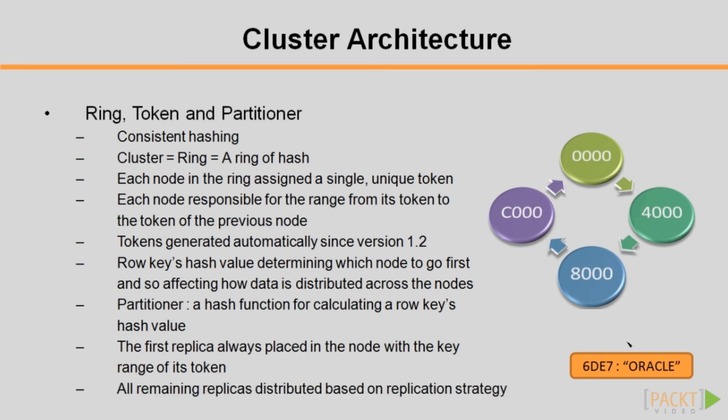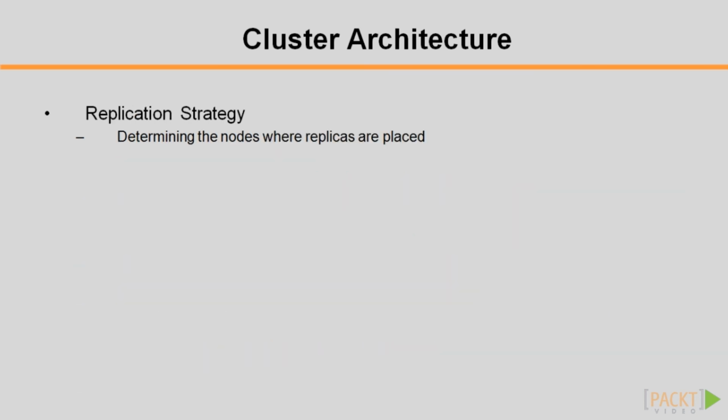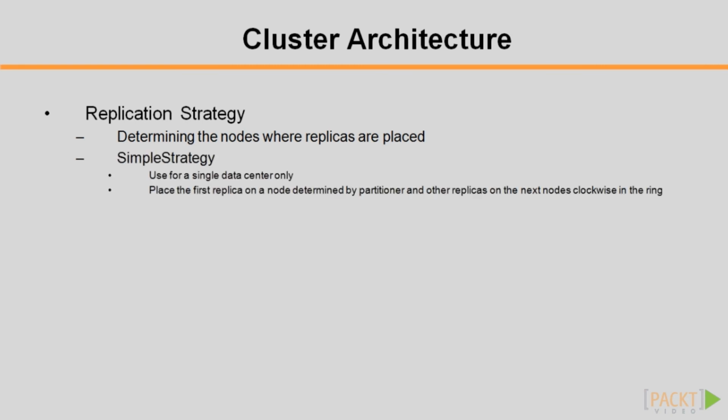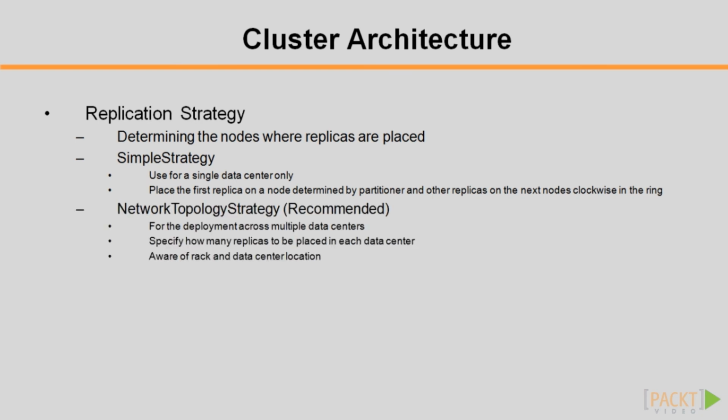All the remaining replicas are distributed based on the replication strategy. Replication strategy is the method of determining which nodes the replicas are placed. The default is simple strategy, suitable for single data center use without topology consideration on rack and data center location. Network topology strategy is the recommended choice. It's designed for multiple data centers and is aware of rack and data center location.